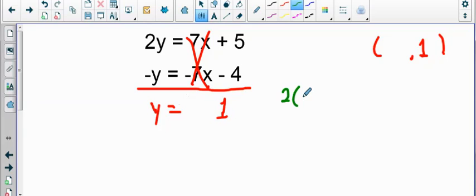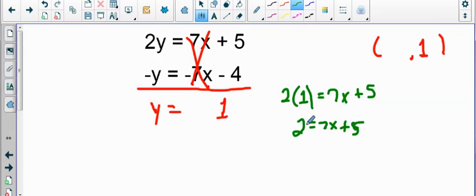Okay, 2 times y is 1. That's what the y is where these two lines cross, is equal to 7x. This is where I'm getting this right up here. 2 times y, 2 times 1 is equal to 7x plus 5. All right, 2 times 1 is just 2. So 2 is equal to 7x plus 5.